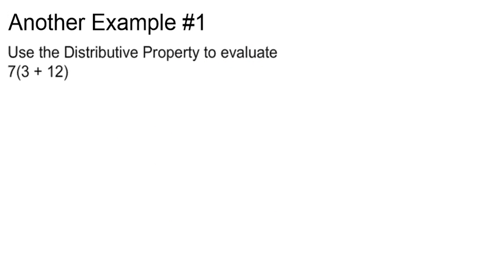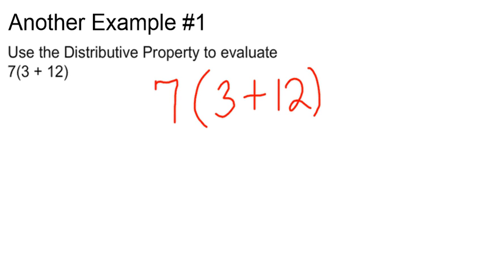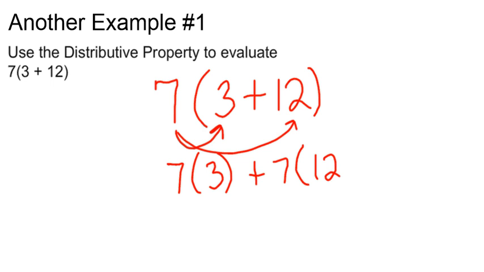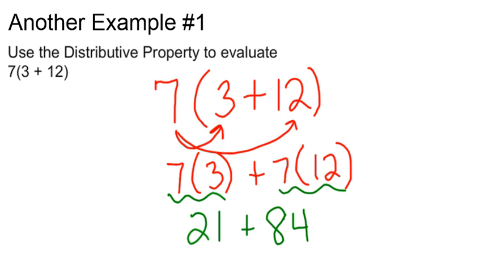Okay, here's just another example with numbers. So we have 7 times the quantity 3 plus 12. We're going to make sure that we distribute our 7 to every single number inside the parentheses. So we're going to multiply 7 times 3, and then we're going to multiply 7 times 12. It's important that you do this step where you're expanding first before you try to solve it. So now we can simplify. 7 times 3 is 21, and 7 times 12 is 84. So altogether, this is going to equal 105.